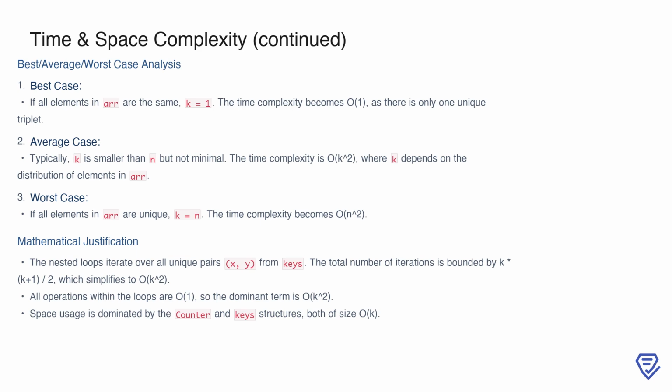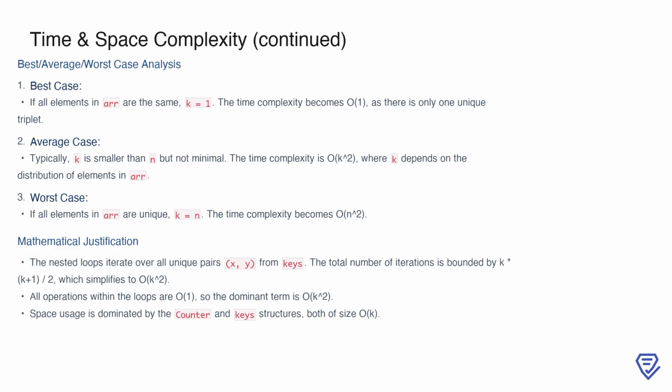In the average case, the number of unique elements, k, is smaller than n but not minimal. Here, the time complexity is O(k squared), where k depends on the distribution of elements. In the worst case, where all elements are unique, k equals n, and the time complexity increases to O(n squared).